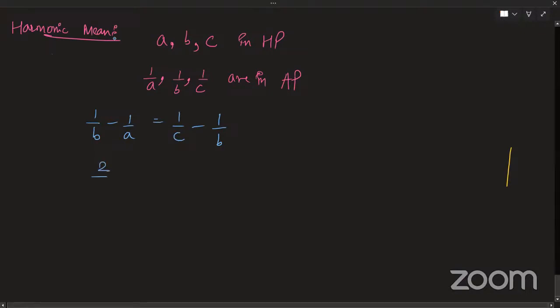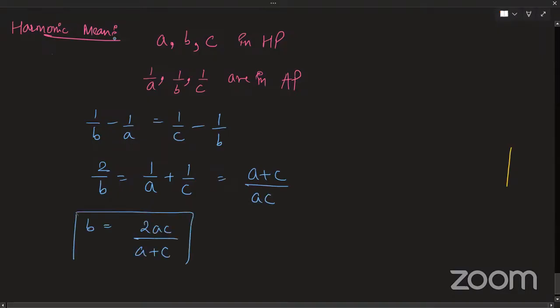So basically 2 by B is equal to 1 by A plus 1 by C, which is equal to A plus C by AC. So basically my B is equal to 2AC by A plus C. This is my formula for the harmonic mean of two numbers.